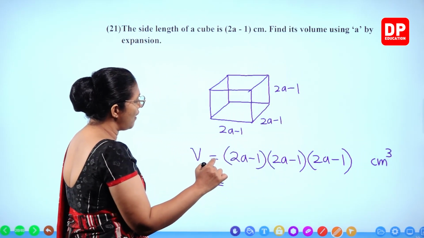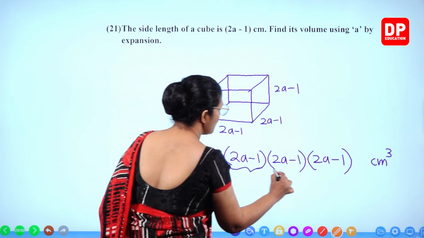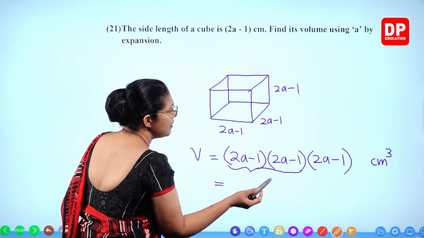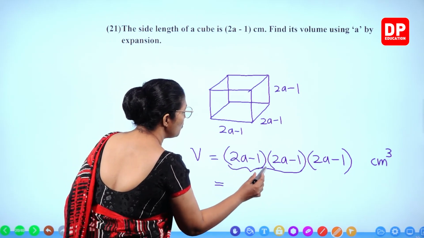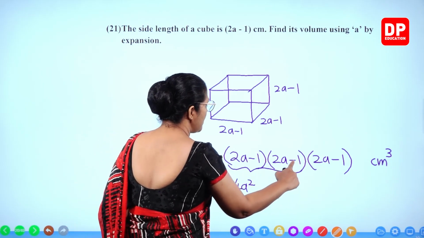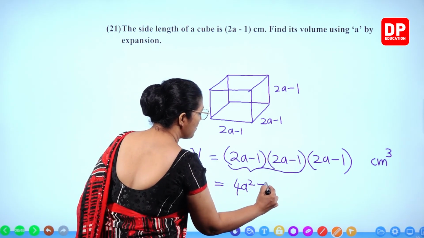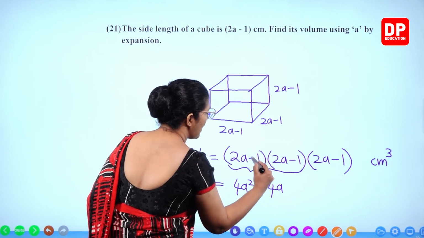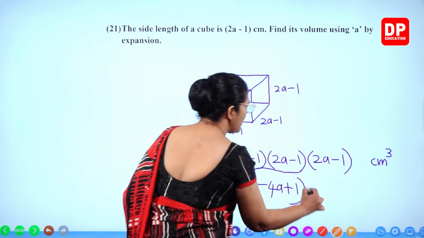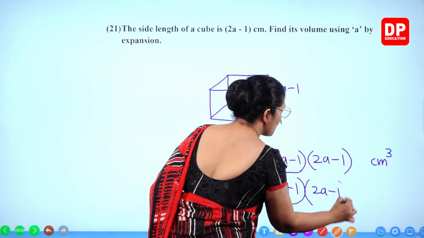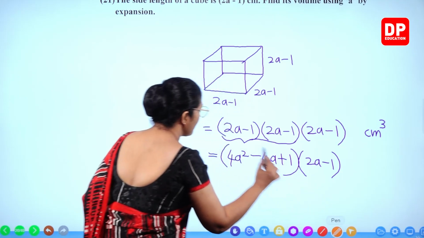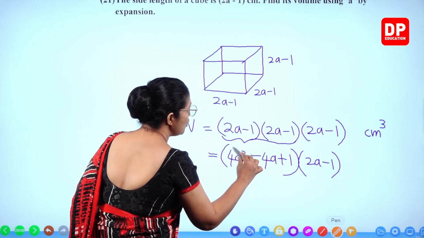So how do you simplify this? You can first multiply these two and then multiply with the again 2a minus 1. So 2a into 2a, 4a squared. Minus 2a, you get minus 4a. And minus 1 into minus 1, that's plus 1. Then you multiply by 2a minus 1 again. Here you have to multiply each term.